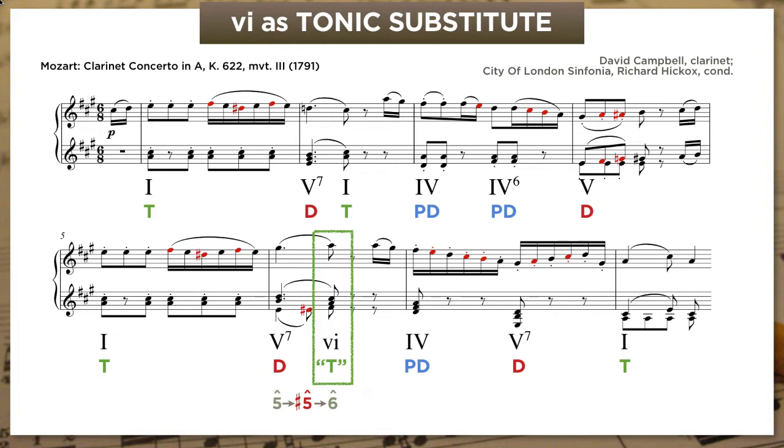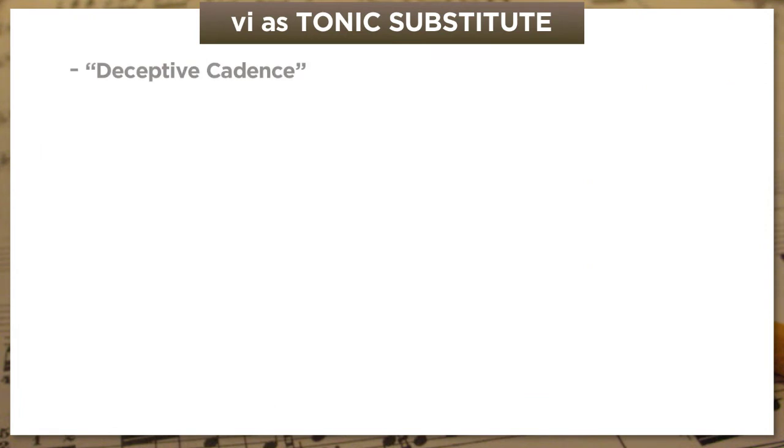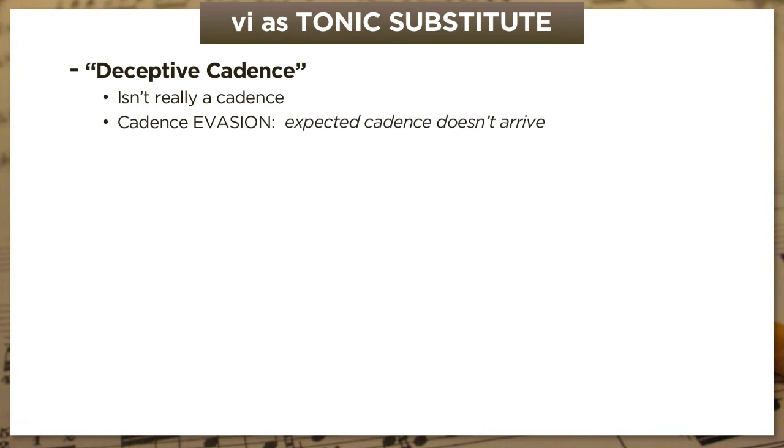The best known use of these deceptive motions is at so-called deceptive cadences, which aren't really cadences at all. Instead, they're a kind of cadence evasion, a bait and switch technique where an expected cadence doesn't actually arrive. We talked about these in video 13.